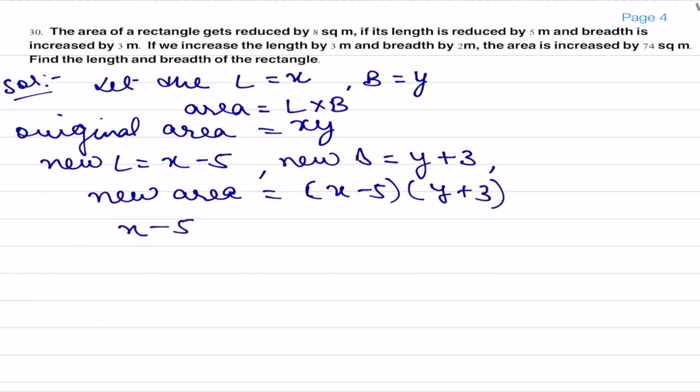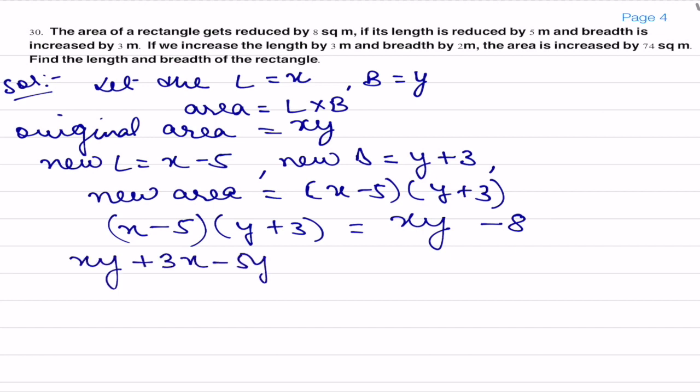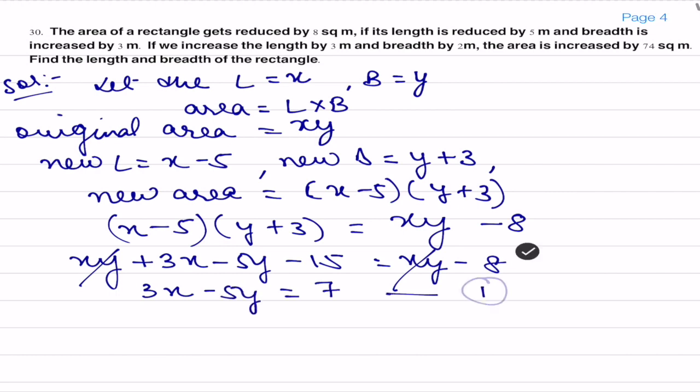Now they said this new area is reduced by 8, meaning this area is 8 meters square less than the previous area, the original area. So 8 is subtracted from the original area. Now open the brackets. When we open the brackets, xy cancels, so 3x minus 5y is equal to 7. This is our first equation.